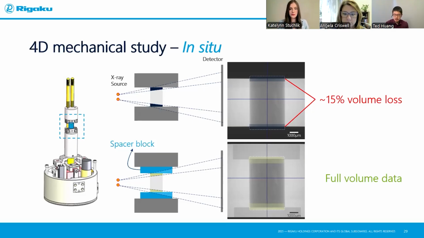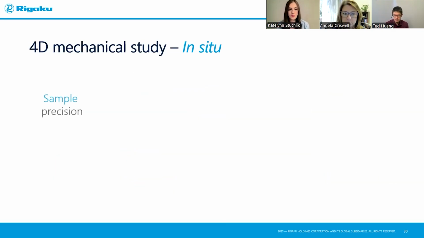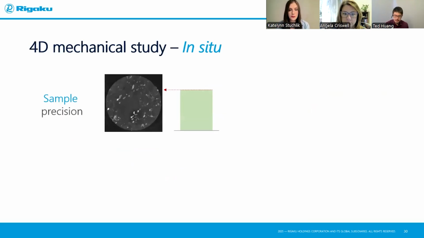But you can imagine there's a lot of complexity going into this. Starting from the sample, when I'm designing my sample, I have to make sure it's completely flat. Otherwise, it's not going to have an even loading. In this case, CT is actually also a good tool to help me identify if it's flat enough.